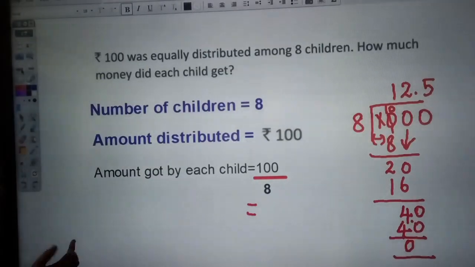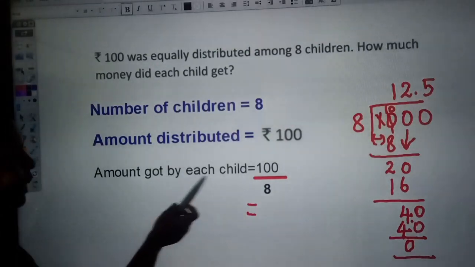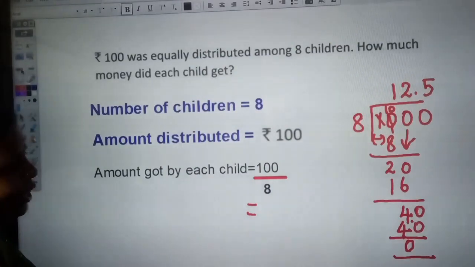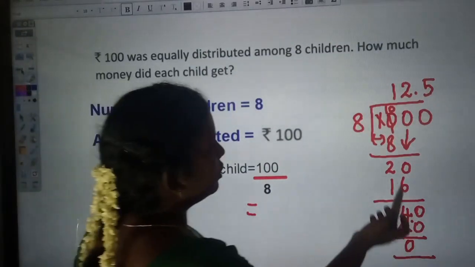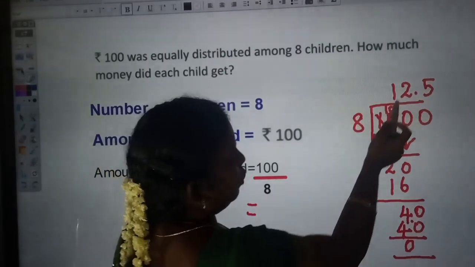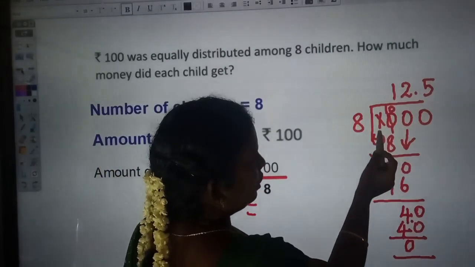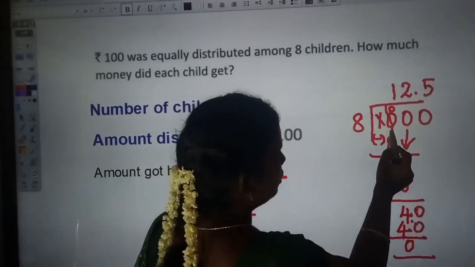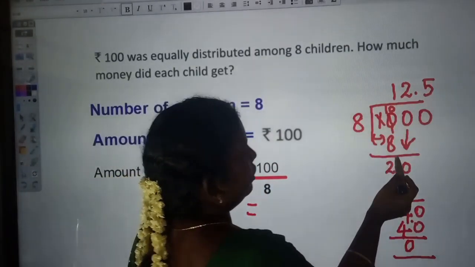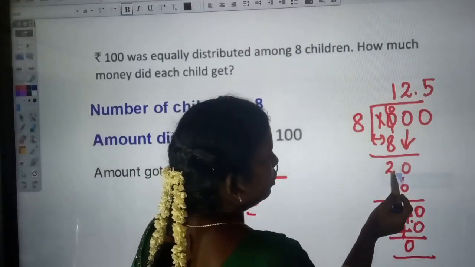When 100 rupees is given to 8 children, how much does one child get? Amount got by each child is equal to rupees 100 divided by 8. That I have done here, children. See the division, 100 by 8. Here 8 ones are 8. 1 is less than 8, so we cannot do. We have taken this 10. So 8 ones are 8. Next, 10 minus 8 is 2.